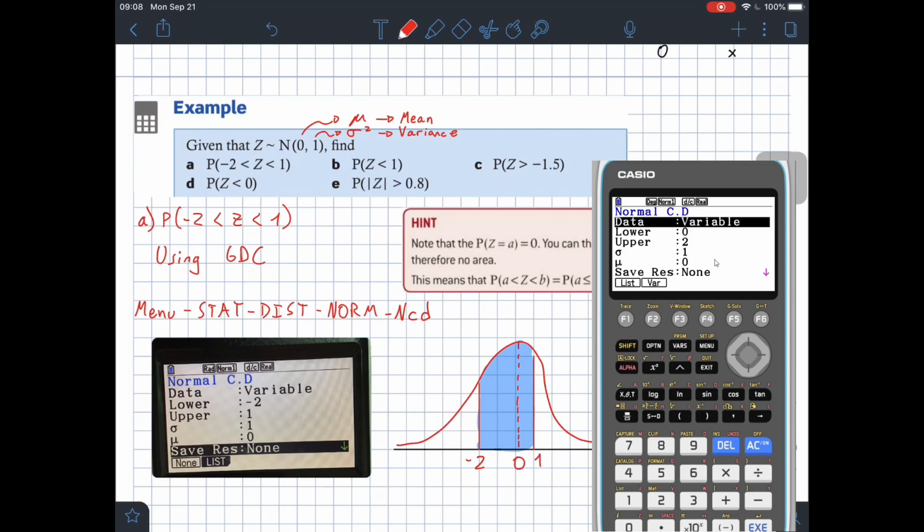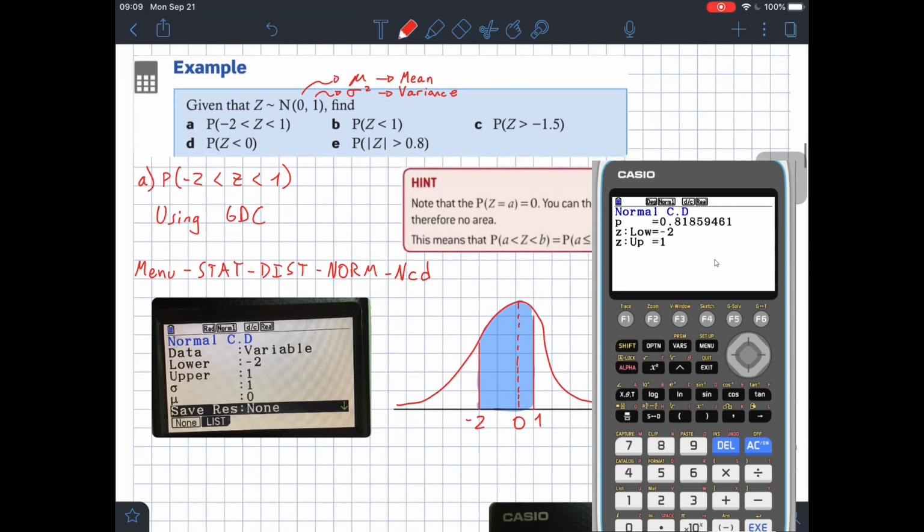So then you're asked to plug in a lower value. In this case, our lower value would be -2 because we want to find the probability from -2 to 1. Our upper would be 1, right? Try to imagine the sketch we did in order to determine these values. The standard deviation in this case is 1 and the mean is 0. Okay, so this is fine. Once we have plugged in all the information, we click on enter, and there we have the probability.